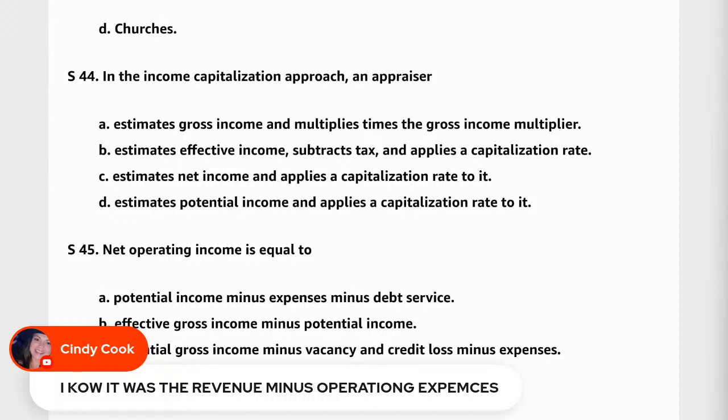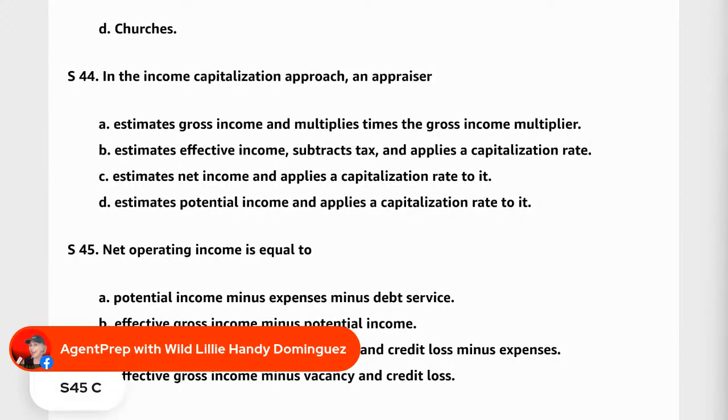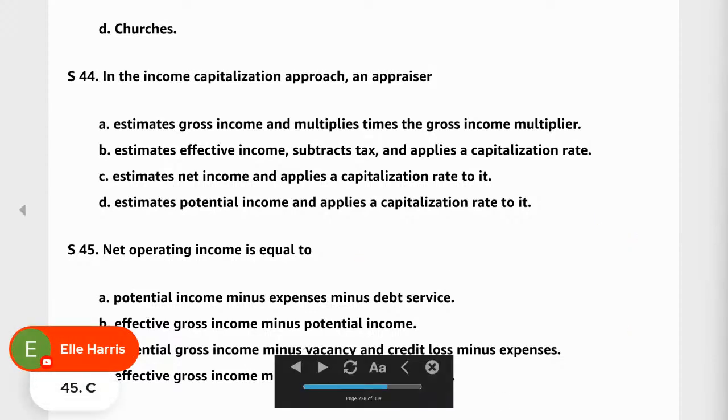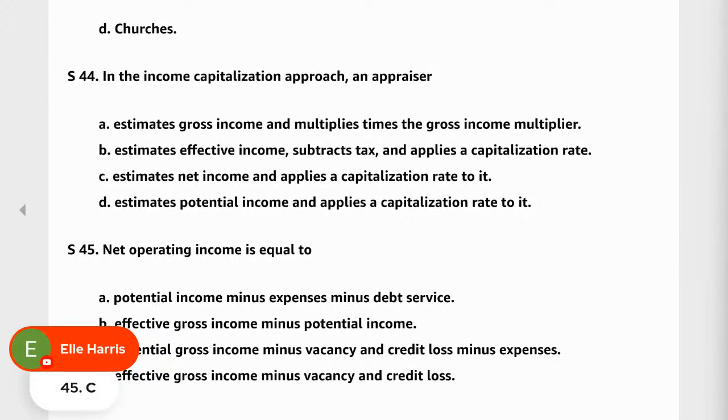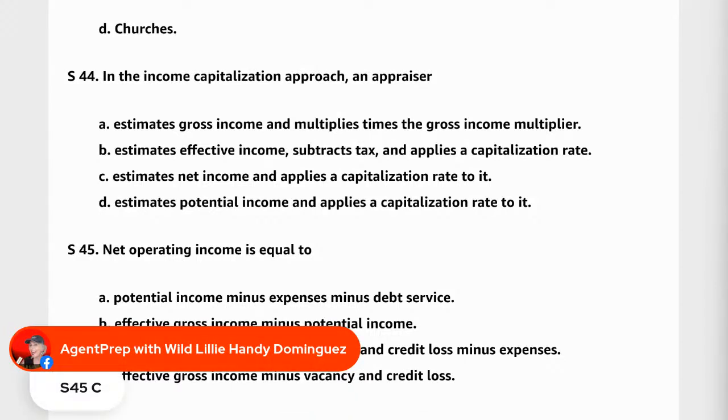On here, they're all mixed up. So S45C. So you just have to use common sense. They added all this other stuff to it. Potential gross income minus vacancy and credit loss minus expenses. So basically it comes down to net income: all the gross income minus operating expenses. Okay. Same difference. You're welcome, Ruth.